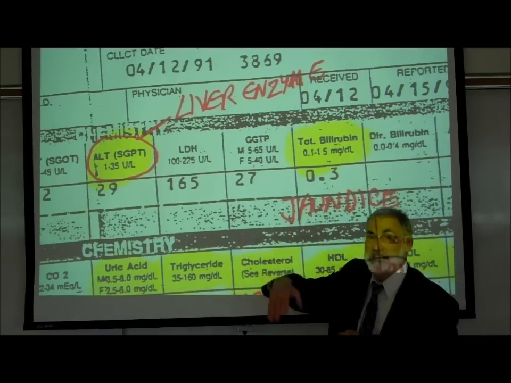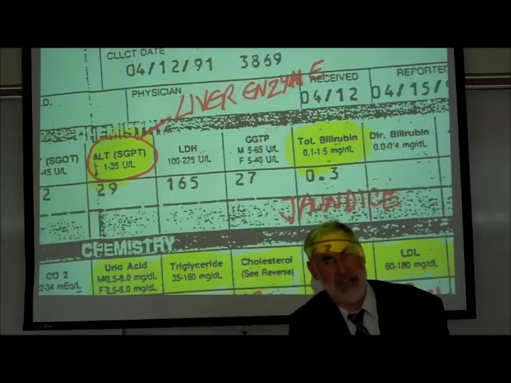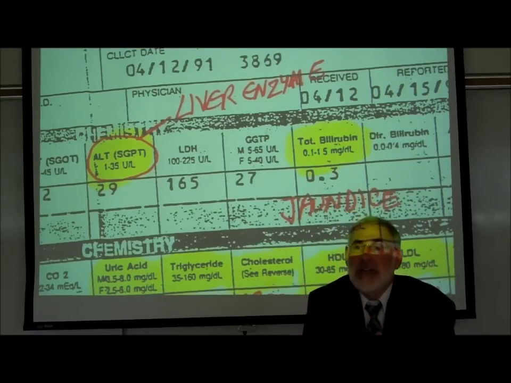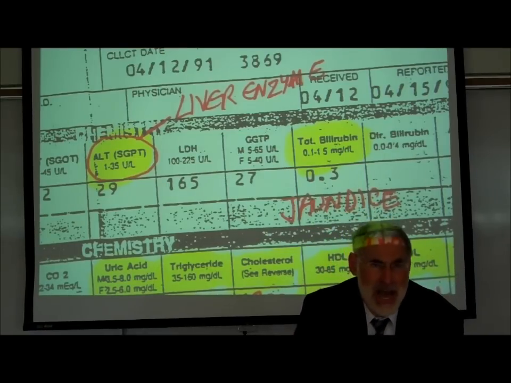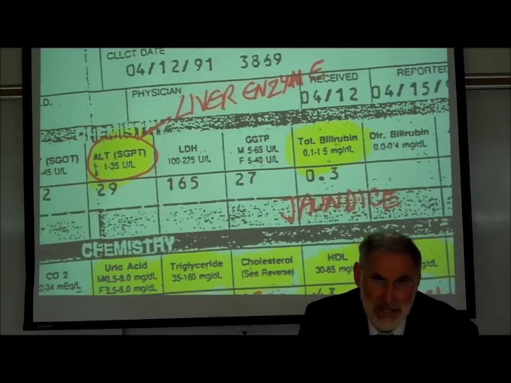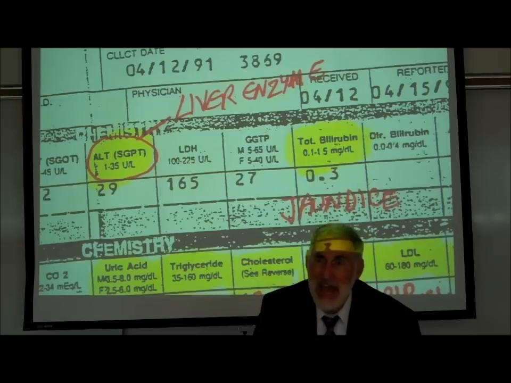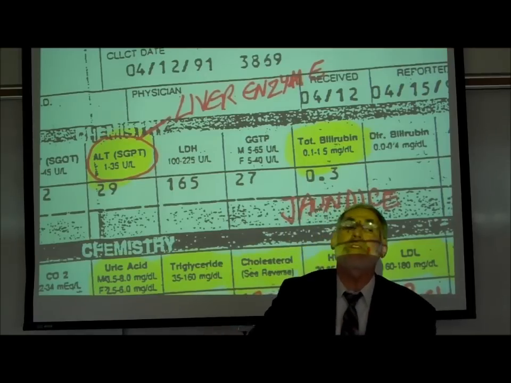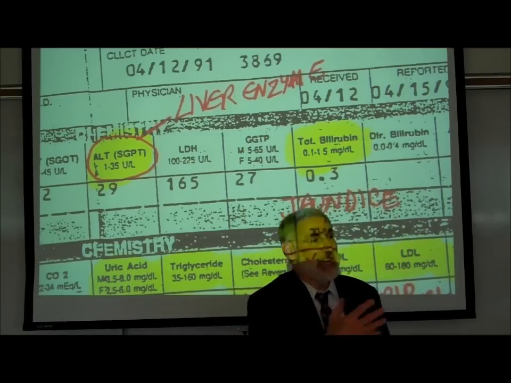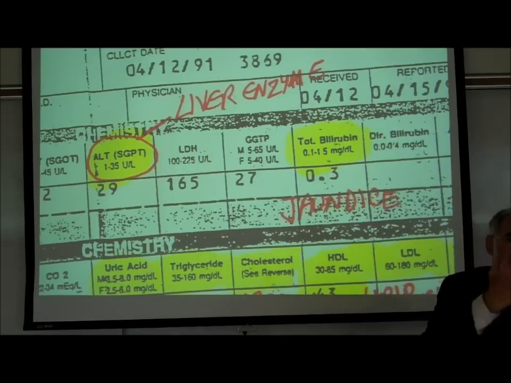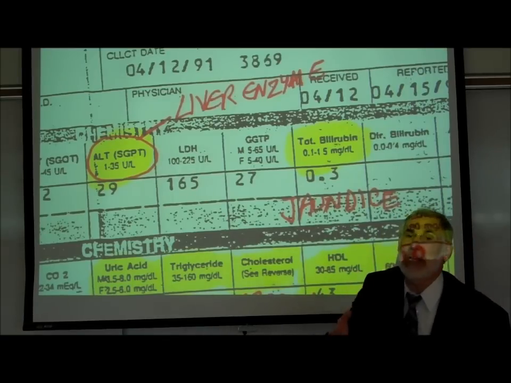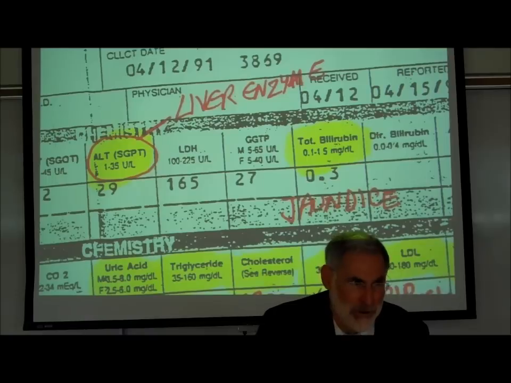Now, bilirubin, this greenish-yellow chemical, is produced by the liver, and does anybody know what happens to it? Normally, it's formed in the liver, and then it's secreted with the bile. It's what gives bile its greenish-yellow color. It's due to the bilirubin formed by the liver.